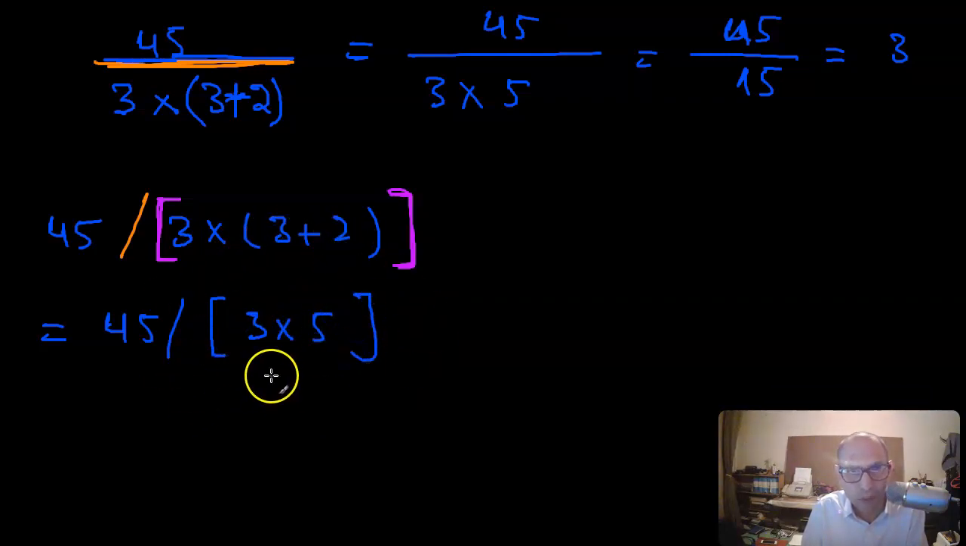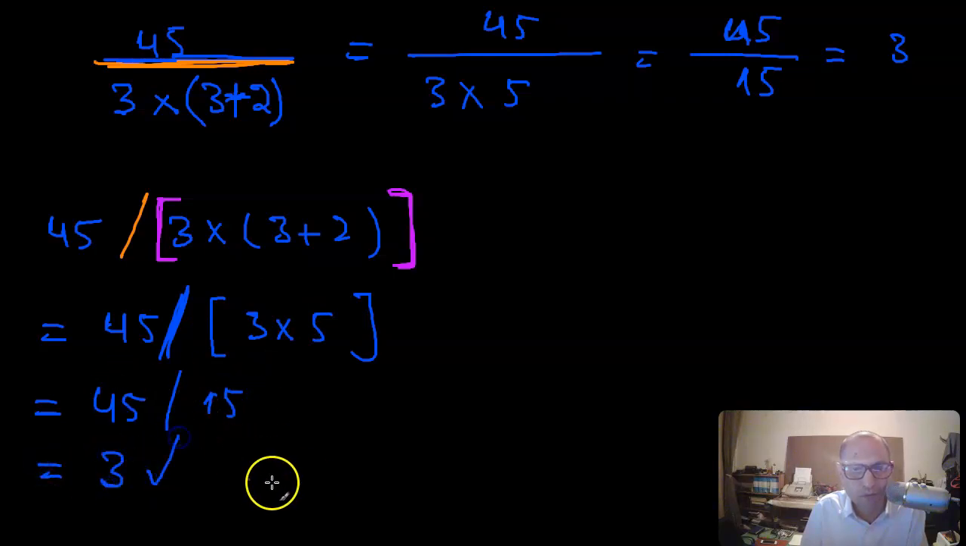Now, still the bracket is there, so the division has to be left aside for now. Later on, we can take care of that. So now I can write 45 divided by 3 times 5 is equal to 15, and 45 divided by 15 is equal to 3, which is the correct answer.